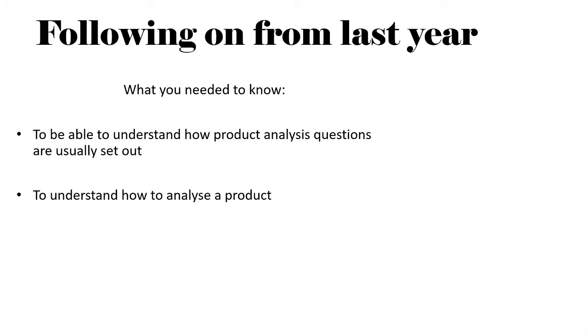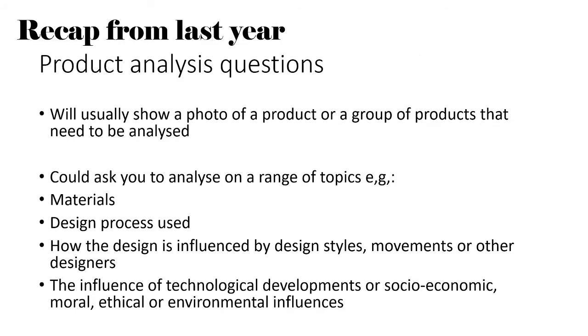So just to recap from before, what you need to know is let's understand how it's normally set out and then understand how to tackle the questions as we go ahead with it. So usually they'll show you a picture of a product or a group of products that you can analyse. So they could ask you to analyse it on a range of different things. So it could be the type of materials that it's used and comparing which one would be more suitable and why. It could be the design process or how it would have been developed.